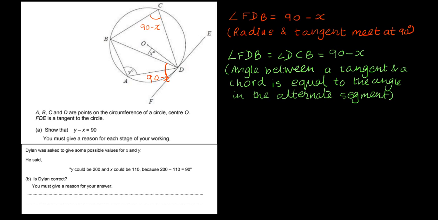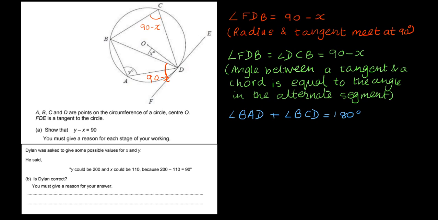Okay, angle BAD, ooh, this one's in blue now. Angle BAD plus angle BCD is equal to 180 degrees. Well, I'm going to write down the reason and then I'll continue with this.